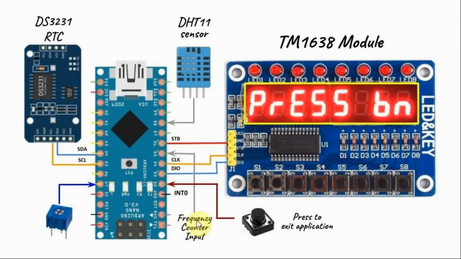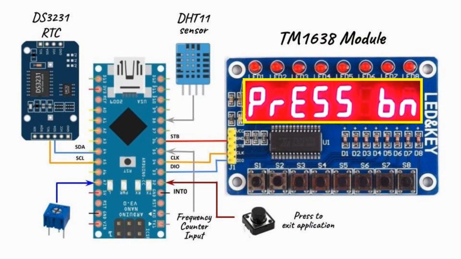The frequency counter input is at D5 and the DHT11 sensor is at D8. The DS3231 real-time clock is connected using I2C through pins A4 and A5. We have the 10K pot connected to A7 and a push button connected to interrupt pin 0 of the Arduino. And now for a quick demonstration.